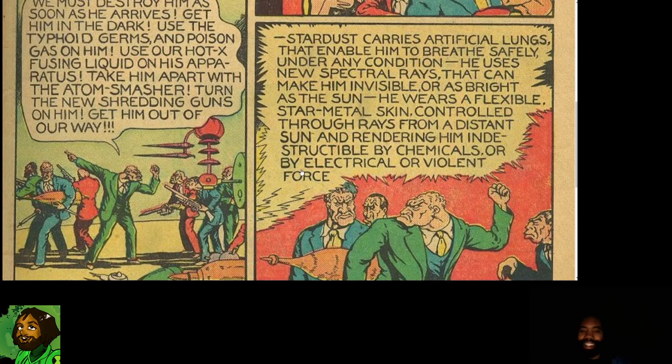Also, how is it that the radio announcers know so much about Stardust and all of his gadgets? Stardust carries artificial lungs that enable him to breathe safely under any condition. He uses new spectral rays that can make him invisible or as bright as the sun. He wears a flexible star metal skin controlled through rays from a distant sun, rendering him indestructible by chemicals or by electrical or violent force.